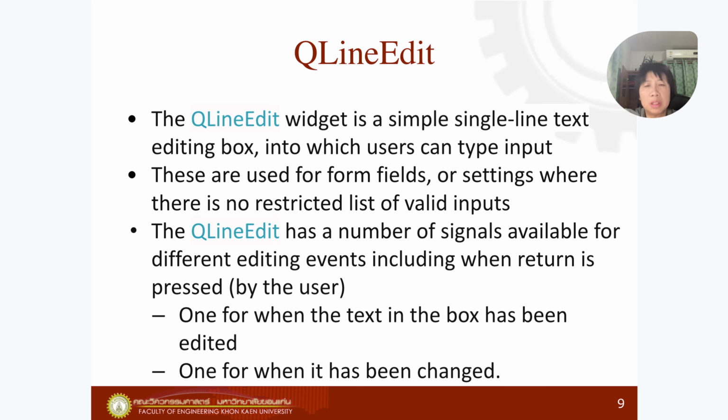Next, we're gonna learn about QLineEdit. So the QLineEdit widget is a simple single line text editing box into which the user can type input, and these are used for form fields or settings where there is no restricted list of valid input. The QLineEdit has a number of signals available for different editing events, including when return is pressed by the user, one for when the text in the box has been edited, and one for when it has been changed.